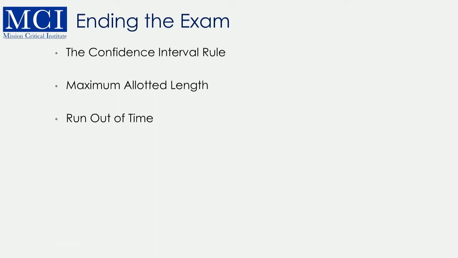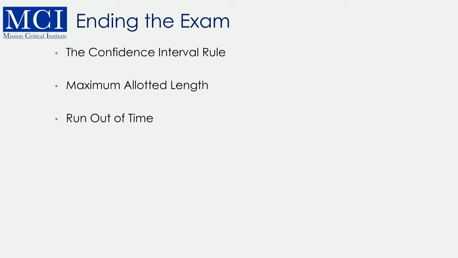So if the computer determines that the candidate can no longer achieve a passing score based on the statistical data, then the candidate will fail. However, if the computer can determine that the candidate can no longer fail, then they will pass. Okay, so that confidence rule gets applied first.